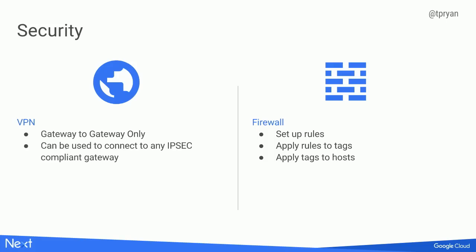But it is maybe less than intuitive the first time you come to it, so I want to make sure to call it out. Look in the networking section of our app, of our console, is what we call it, to find these things.